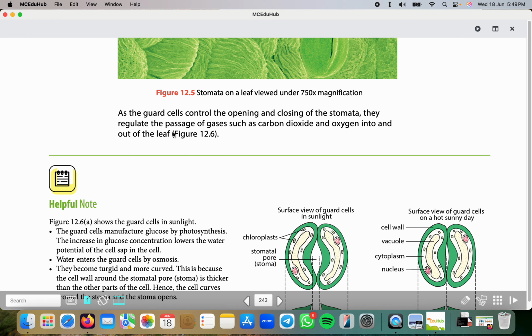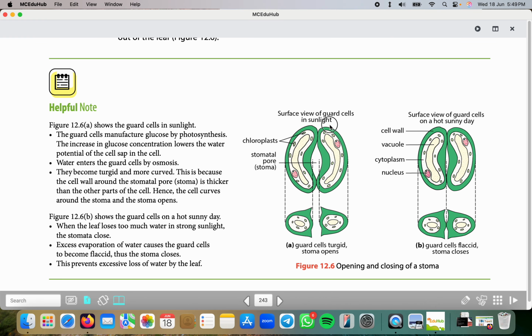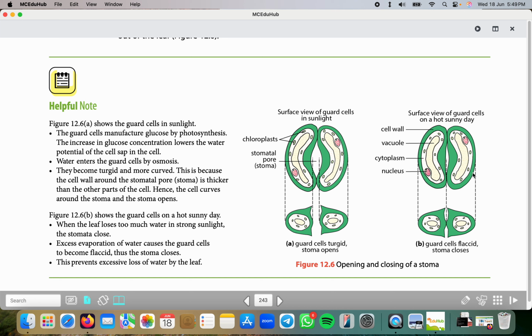So how does the guard cell actually control the opening and closing of the stomata? Let's take a look over here. This one is most likely not going to be tested, because it's just a helpful note, but let's just talk about it anyway.